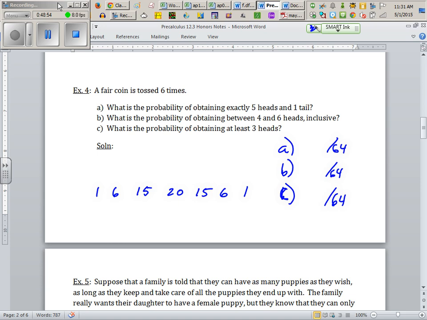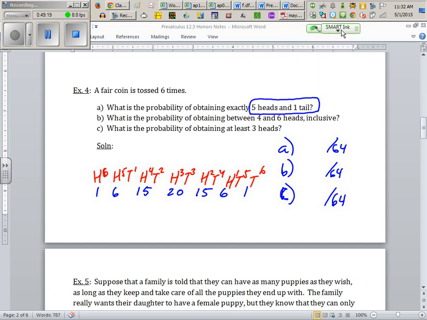Okay, let's look at the first one. Exactly 5 heads and 1 tail. So remember, this is the h to the 6th, this is the h to the 5th, t to the 1st, h to the 4th, t squared, h to the 3rd, t cubed, h to the 2nd, t to the 4th, h to the 1st, t to the 5th, t to the 6th. I want 5 heads and a tail. 5 heads and a tail. Which one is that? That's a very specific situation.